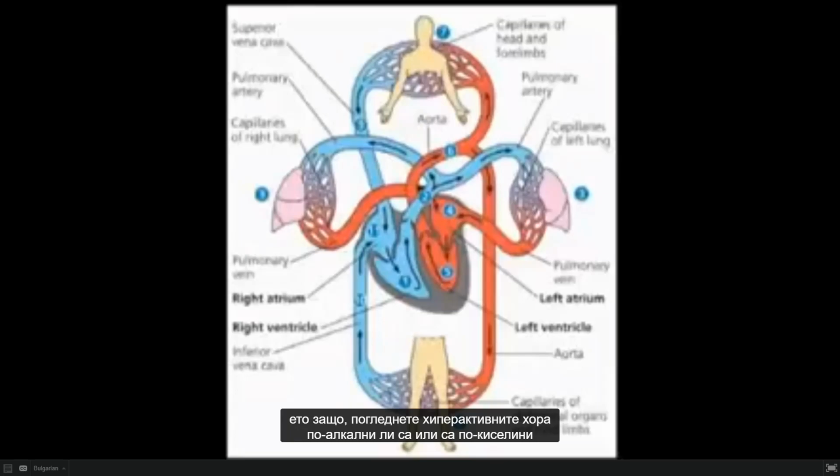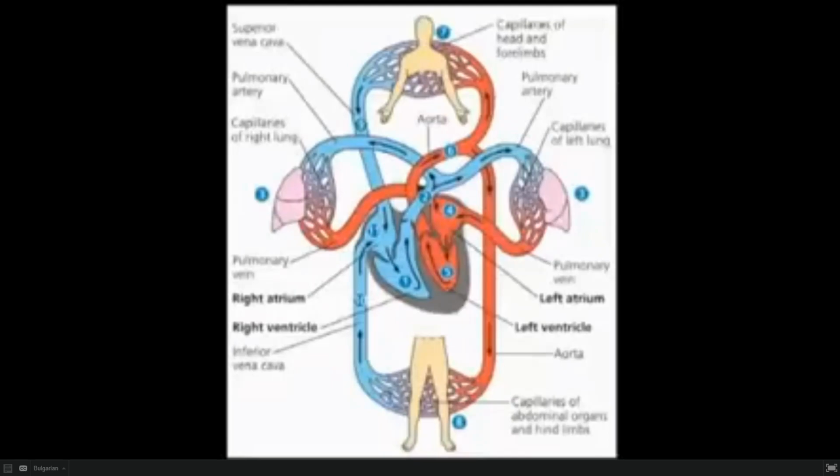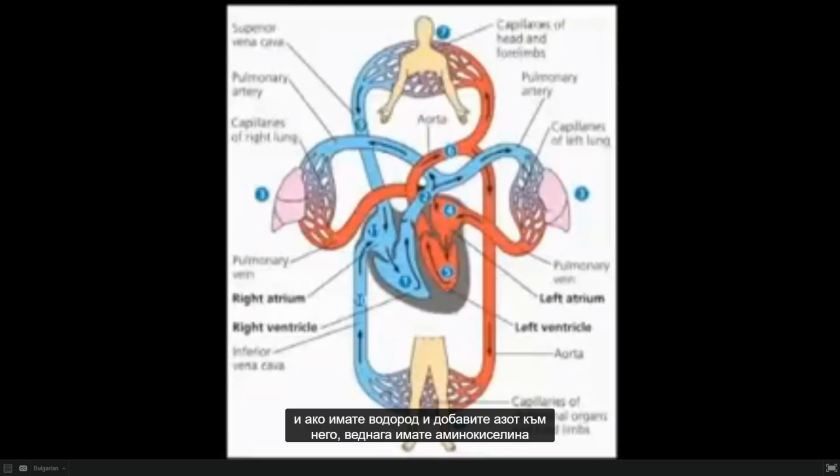This is why, look at the hyperactive people. Are they more alkaline or are they more acidic? They have more CH, huh? Because hyperactivity comes from using hydrogen. You cannot keep on thinking very actively if you have no energy, no supply. So it has to come from a hydrogen supply. And if you have a hydrogen supply and you add a nitrogen to it, you immediately have an amino acid, you create fat.